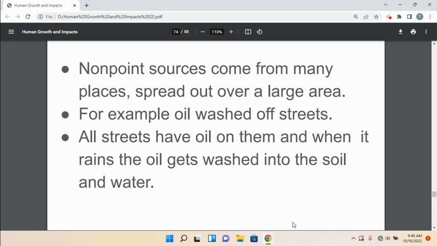It is a non-point source because it happens all over the place. It happens on pretty much every well-traveled road. You can't pinpoint it to a single road. You can't pinpoint it to a single car. It is a non-point source because it happens over a large area.